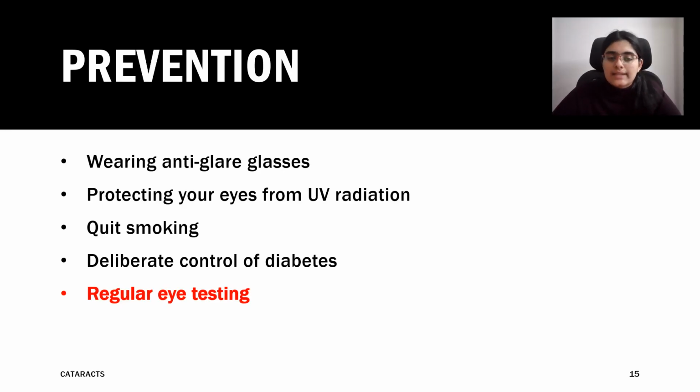So how do we prevent cataracts? Some of the most important methods could be using anti-glare glasses, protecting your eyes from UV radiation, quitting smoking, deliberate and elegant control of sugar in diabetes, and most importantly, regular eye testing.